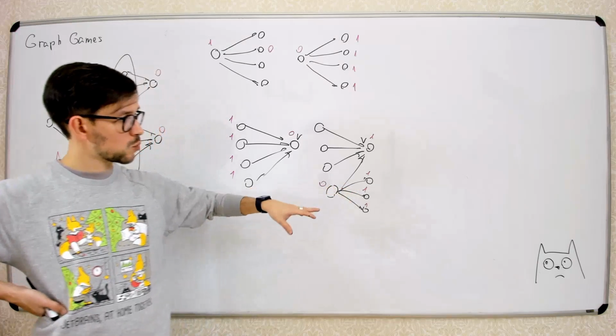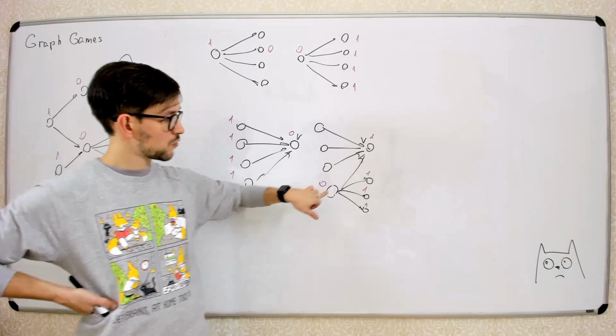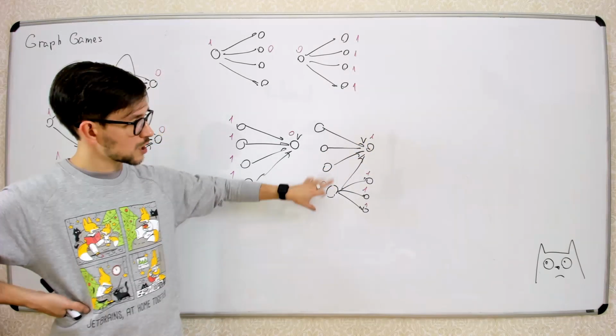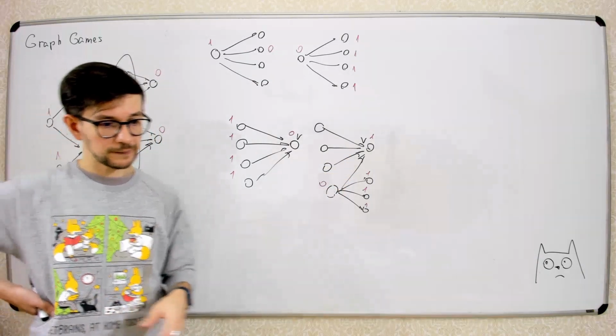So you need to find some way to find out if, after you mark this node as 1, all outgoing edges of the other node go to some 1s. How to do it quickly?